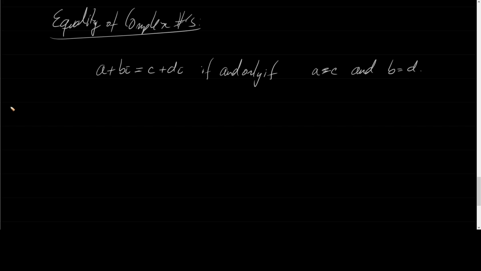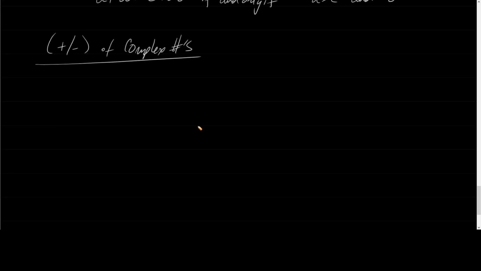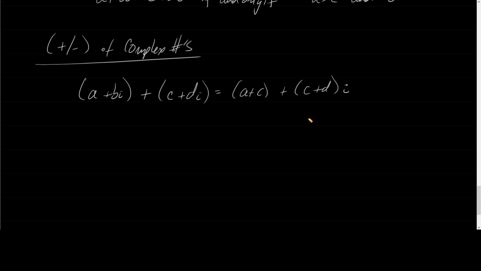All right, so now the sum and difference rules. Sum and difference of complex numbers. So if I have a plus bi and I'm adding some other complex number, what we do is essentially combine like terms. The real components are like terms and the imaginary components are like terms. So this is going to be a plus c plus (b plus d) i. All right, so that's the sum.